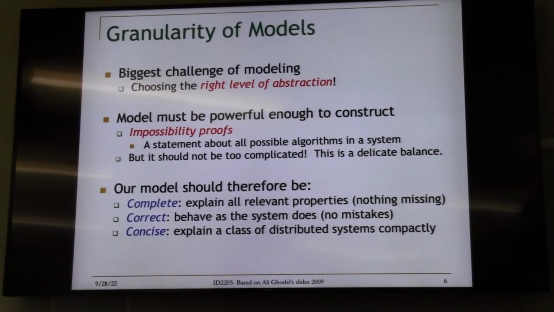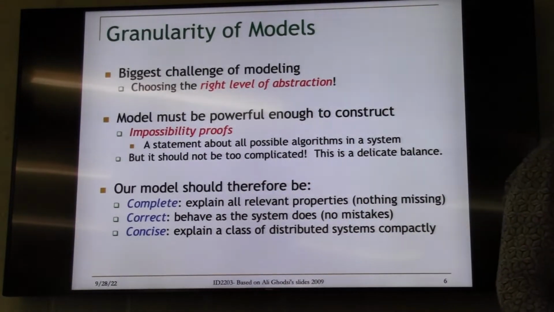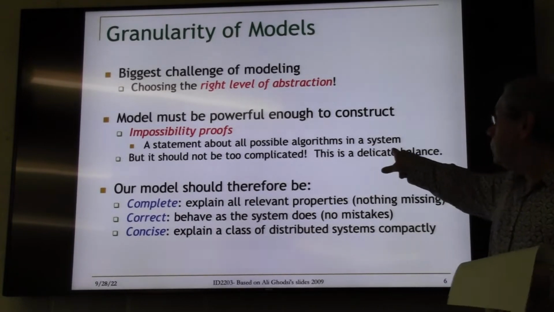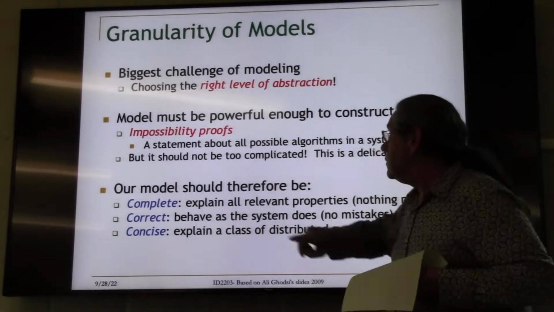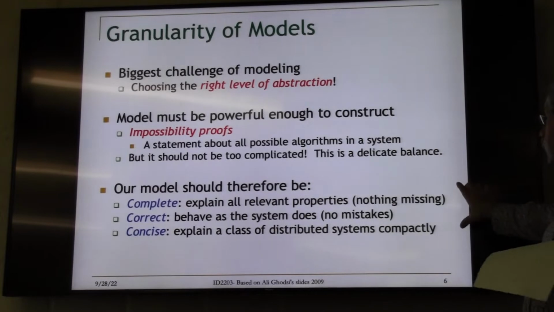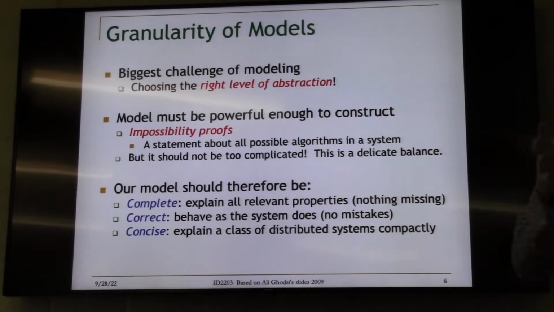Like I said last week, on an asynchronous system where at least one failure can happen, it is impossible to construct consensus, a statement about all possible algorithms. Okay, so we want that. But the model should not be too complicated. So there's actually 3 properties we want. And in this course, I try to make a balance and give you a really nice model.